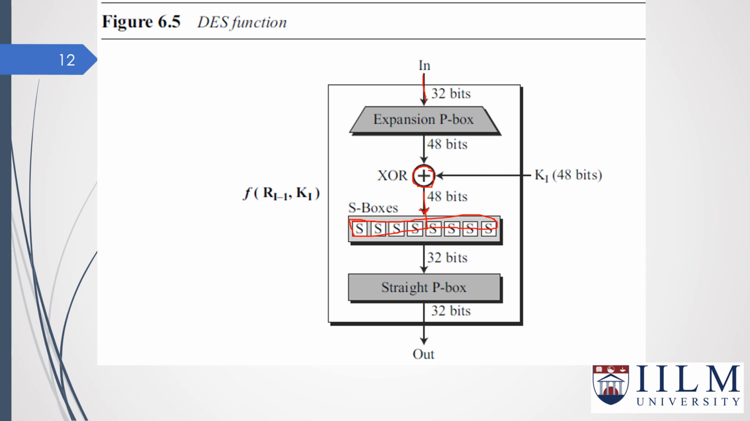After that, this is 48 bit, and then it becomes 32 bits. So here the 32 bits will be expanded to 48 bit. Again here the 48 bit will reduce to 32 bit. Then straight P boxes, permutation boxes. Then this 32 bit goes out from the function, that F function or Feistel function.